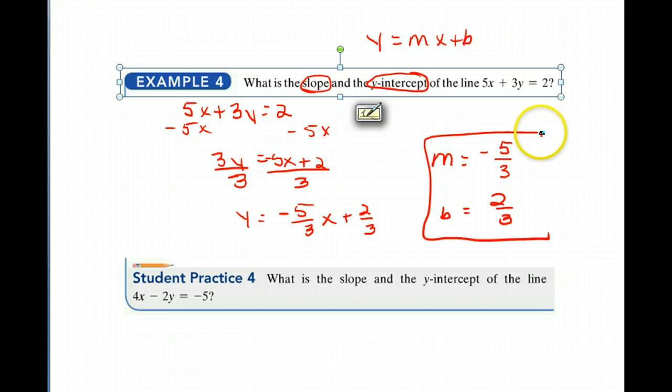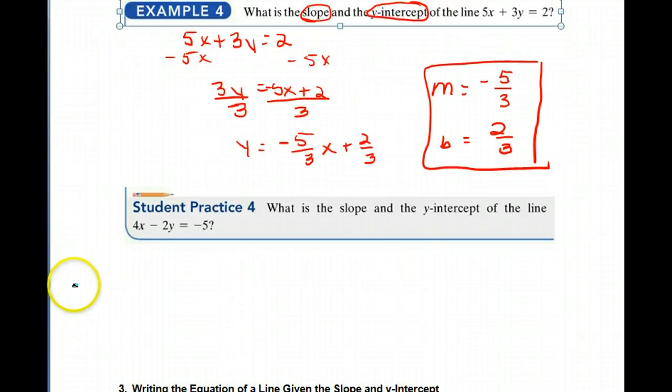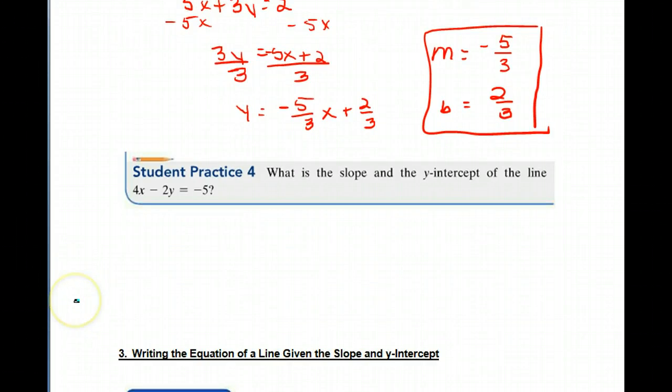Why don't you go ahead and do student practice 4. Please pause the recording, complete the example, and as soon as you're ready, please press play and we will check your answer together.